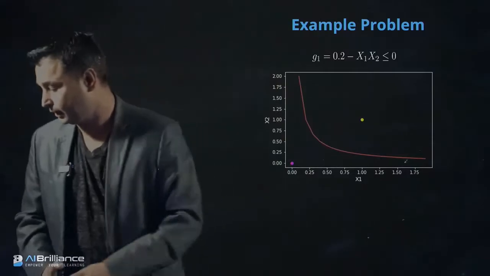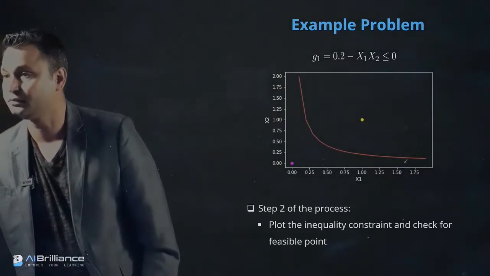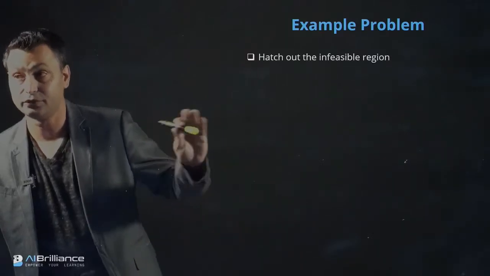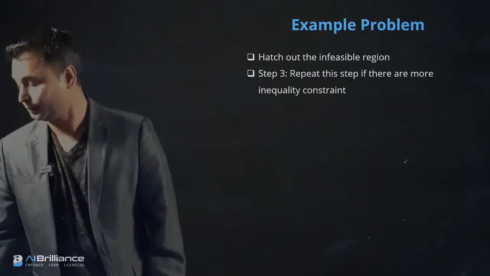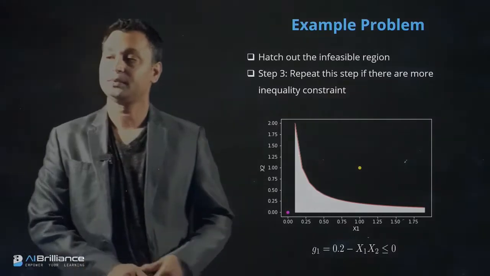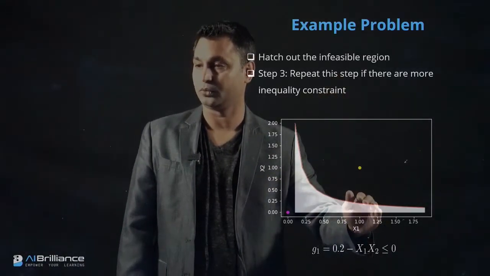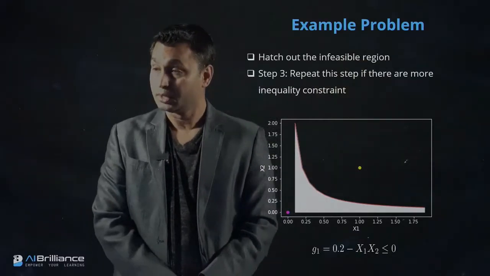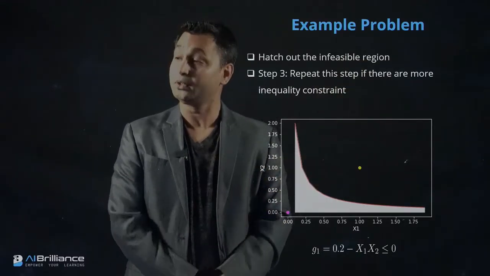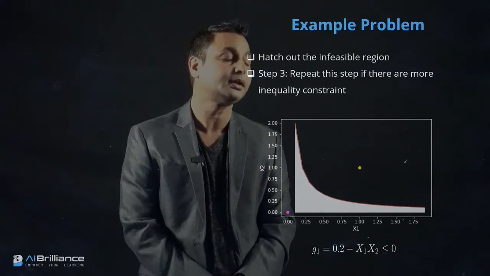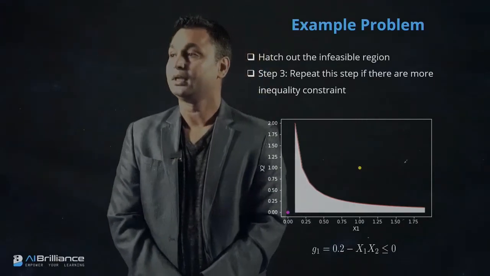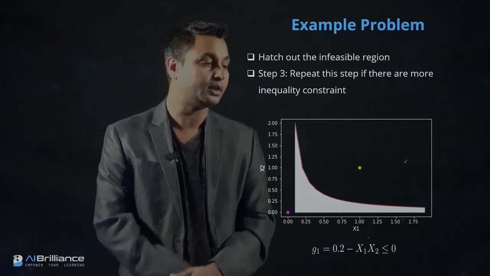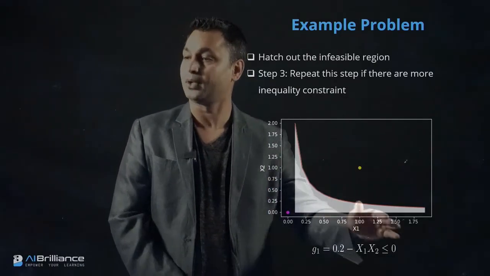So let's go ahead and mark the region which is infeasible. We will again hatch out the infeasible region. As I showed, the bottom portion of that graph is infeasible, and that's why we'll hatch out this region. So the only feasible region is this one. If there were more constraints, then you could keep doing more constraint plotting. But in our case, in the problem that we are discussing, we have only one constraint function. So this is the plot that we'll plot.